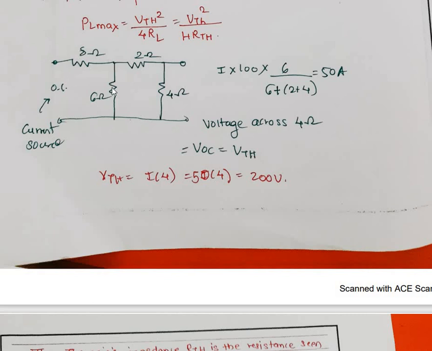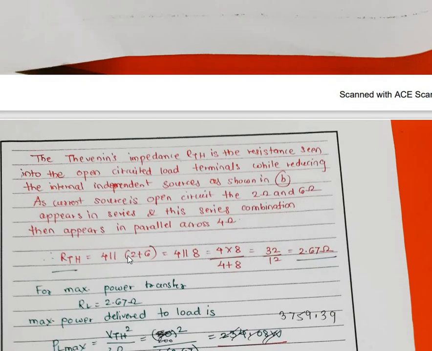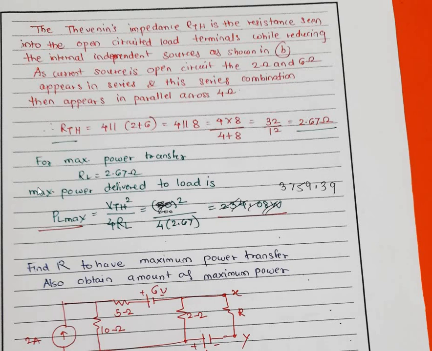And now the end point is this. So 6 and 2, these two will come in series, and whatever is the resultant, that will come in parallel with 4. So therefore 4 parallel with 2 plus 6, that is 4 parallel 8, and it comes out to be 2.67. So RL, for maximum power transfer, is nothing but RTH. So it is 2.67. PL max will be VTH square divided by 4 RL. So therefore 200 square divided by 4 into 2.67, and this answer comes out to be 3759.39.